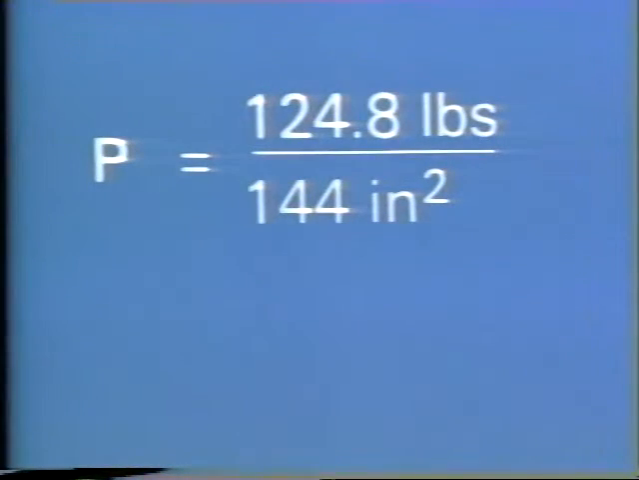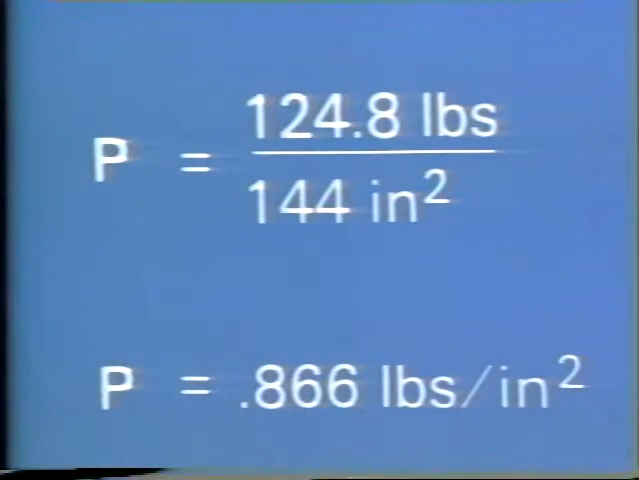Pressure is equal to 124.8 pounds divided by 144 square inches. Now, this works out to be 0.866 pounds per square inch, just double of what we got in the last example. We can conclude that doubling the height of water in a column will double the pressure exerted on the bottom of the column.